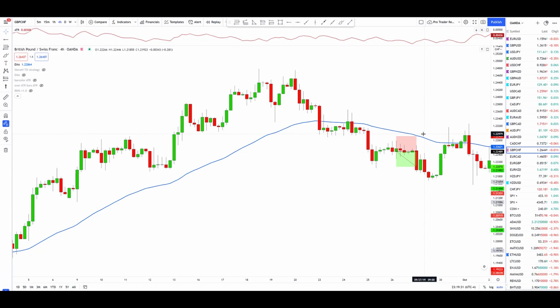But for now, we're actually going to move on to our next strategy that I call the 20 EMA strategy. So let's go take a look at the rules for that right now. I'll see you guys there.